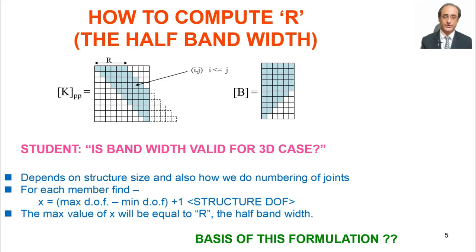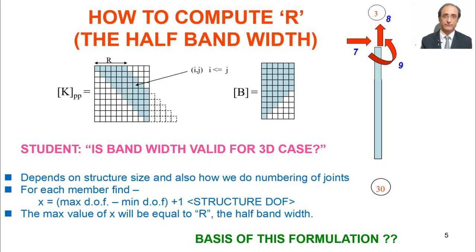Let's say we have a member like this. This is some member number M, and on this side we have joint number 3, and this is not the consecutive joint because we are, let's say, numbering horizontally. So after going through all different numbers, when it comes to the next row, this number could be different. Maybe this number could be 30. So for this member, what is the lowest degree of freedom?